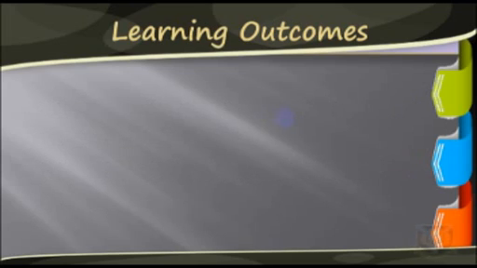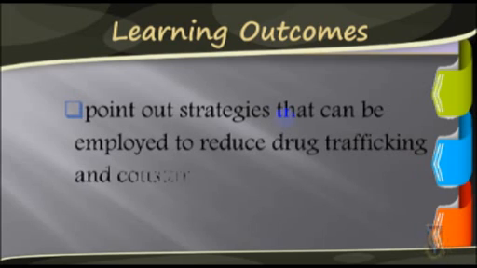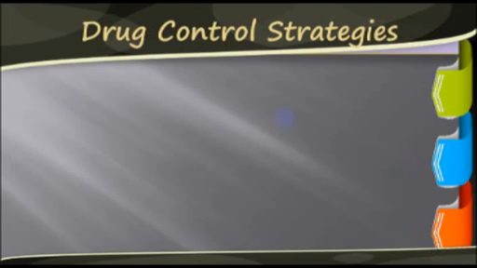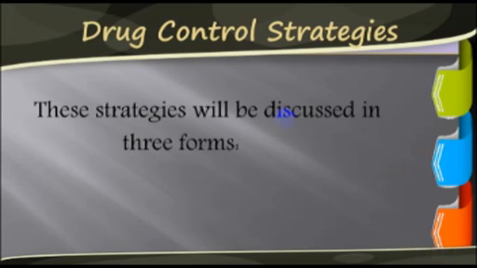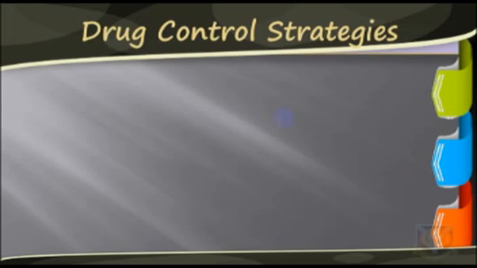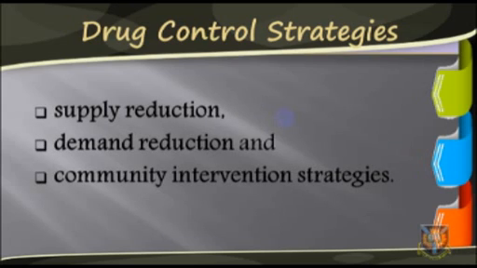Learning outcome. When you have studied this session, you should be able to point out strategies that can be employed to reduce drug trafficking and consumption. Drug control strategies. Drug control describes the various means employed to reduce the incidence of drug trafficking and consumption within a locality. These strategies will be discussed in three forms: supply reduction, demand reduction, and community intervention strategy.